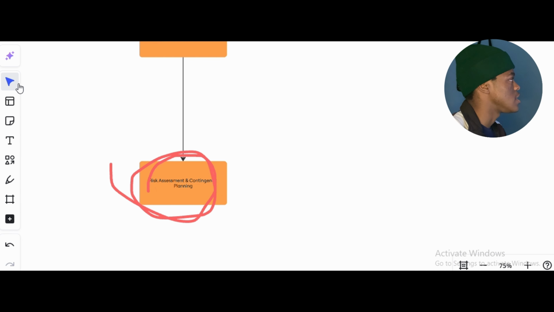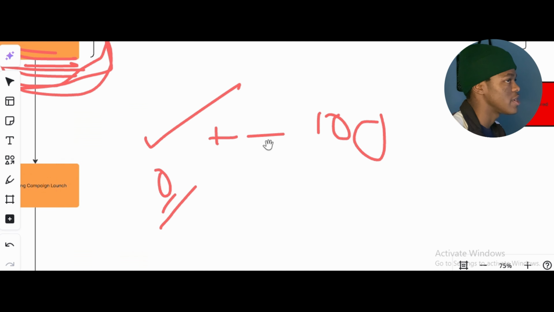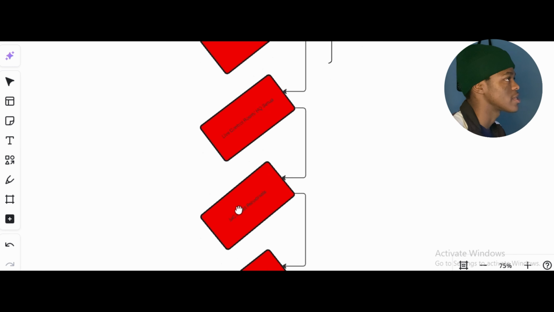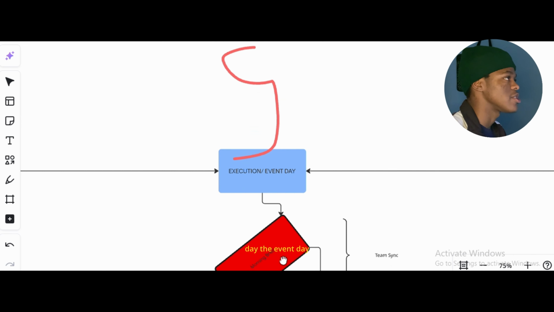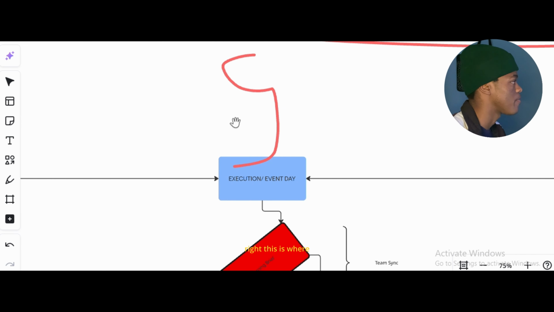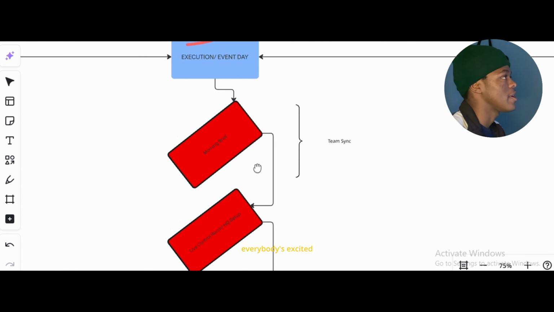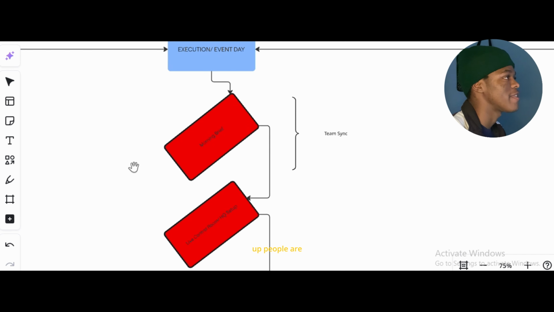So as we continue, we get to one of the pre-final stages: the execution day, the event day. This is where everybody is excited now. People didn't sleep the night before. People are very excited about the event, including myself, of course. This is where it gets interesting. Everybody's fired up, and people are up early.